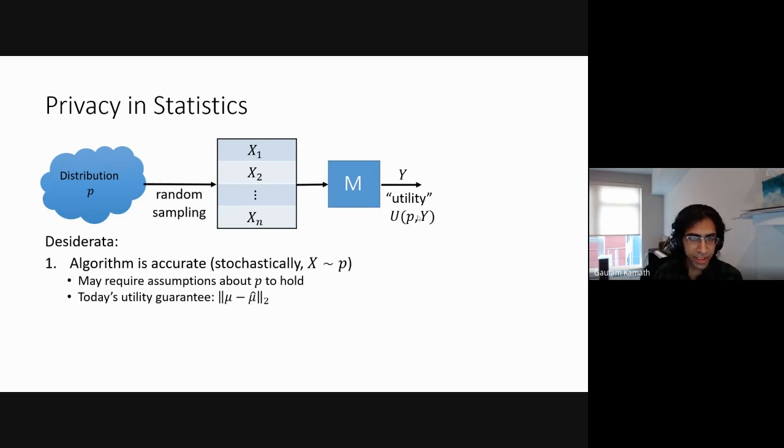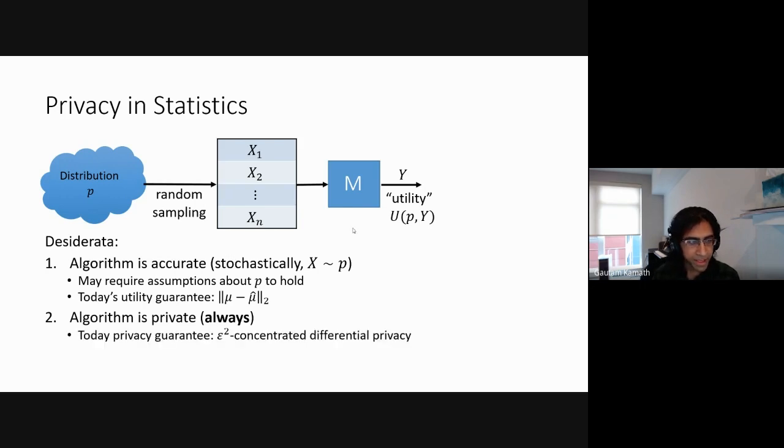And in terms of utility, that's a very general term. Well, we're going to be focused on L2 error in terms of a mean estimate. So that's the non-private guarantee. The private guarantee we're going to want is that the algorithm is private always. So for any realization of the data set, no matter how unlikely it is, we still want the algorithm to guarantee privacy because we don't want to compromise on privacy. And today we're going to focus on the privacy guarantee, concentrated differential privacy.